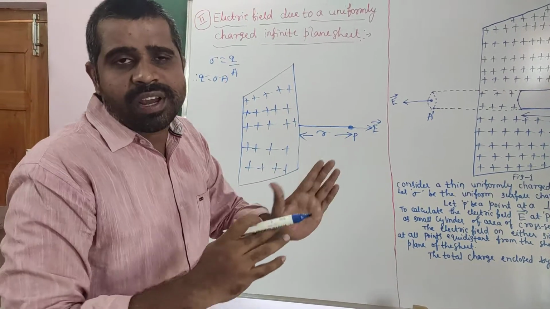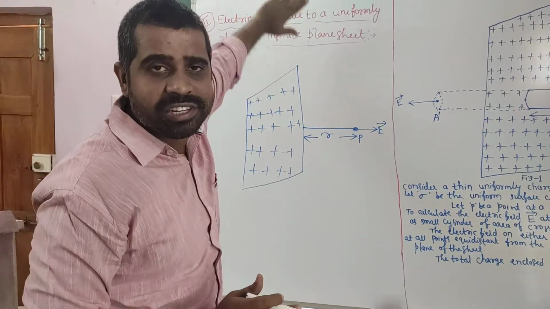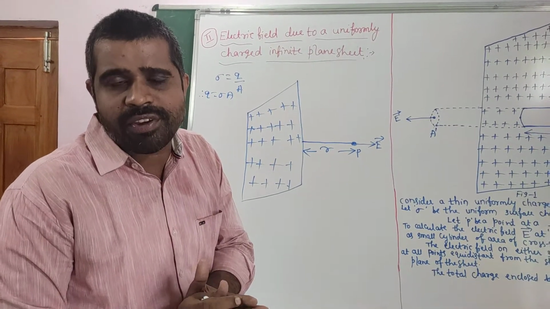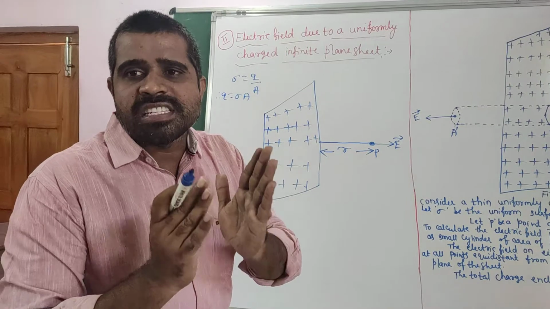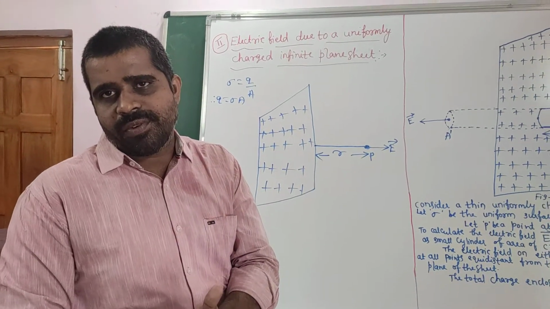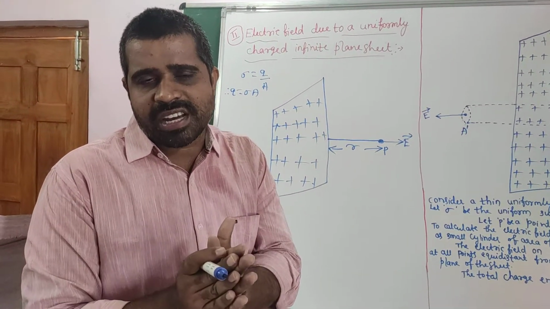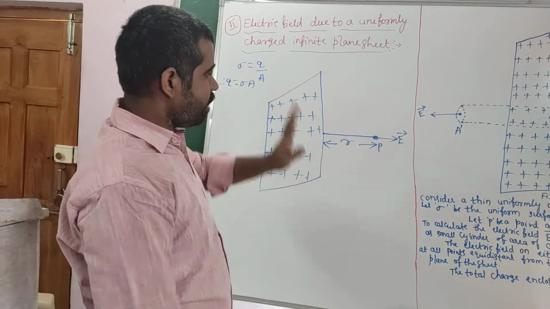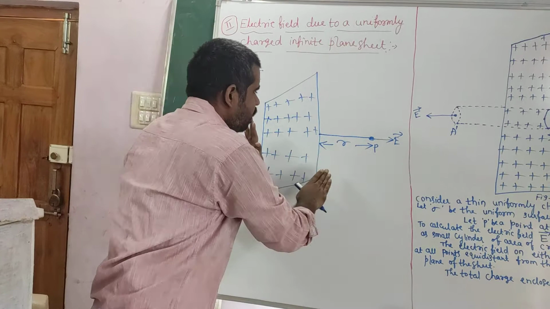But how many charges exactly? We can't say exactly because this is an infinite plane sheet. Exactly, we can't give Q. That's why we are using one word: surface charge density. That sigma is equal to Q by A, charge per unit area. ये प्लेन शीट है, पॉजिटिवली चार्ज.